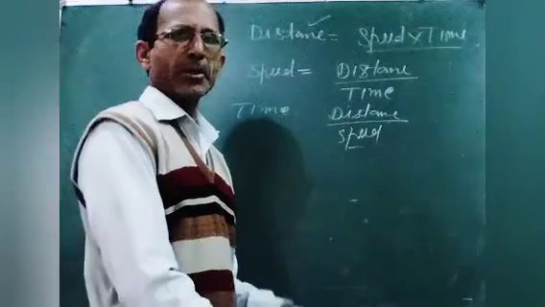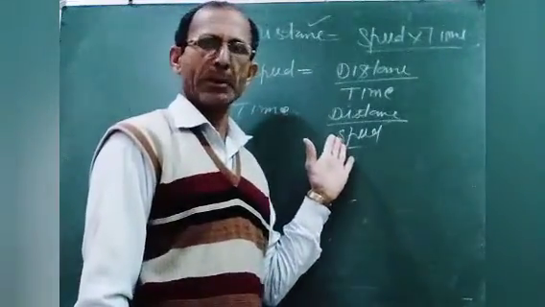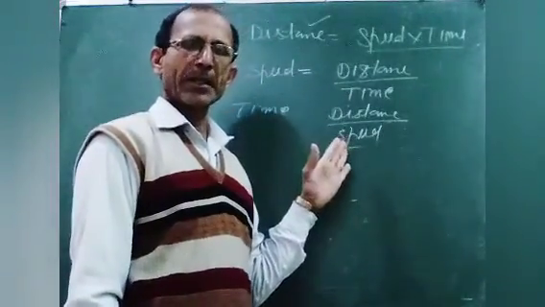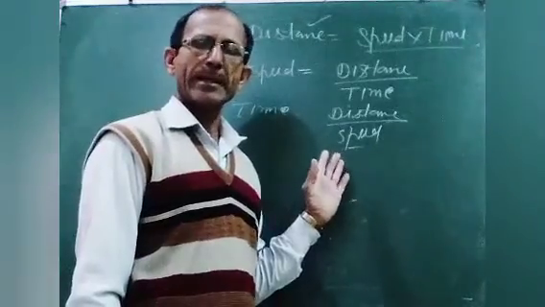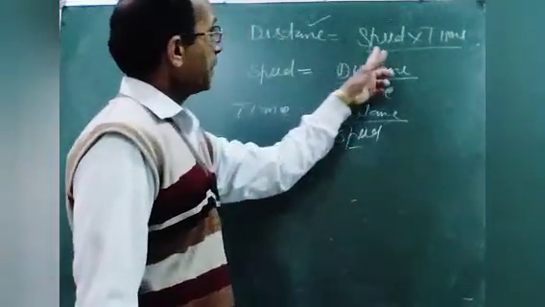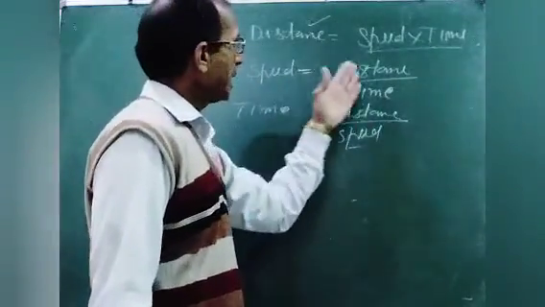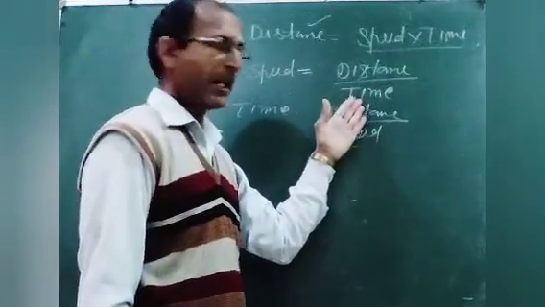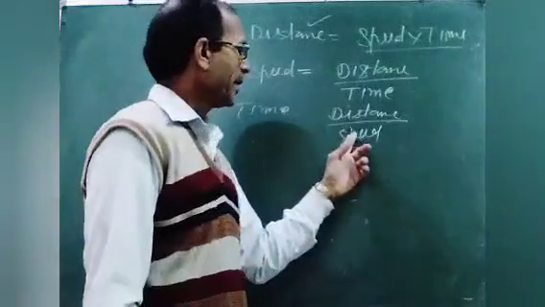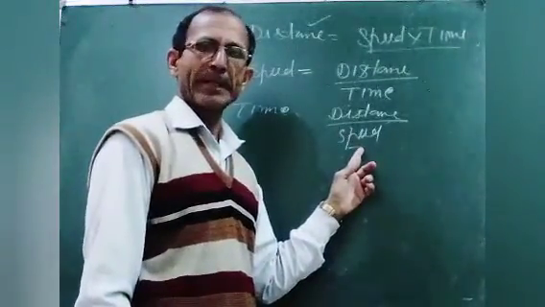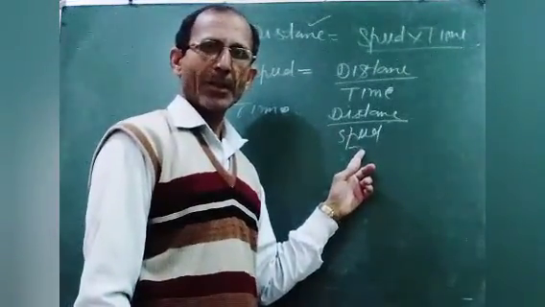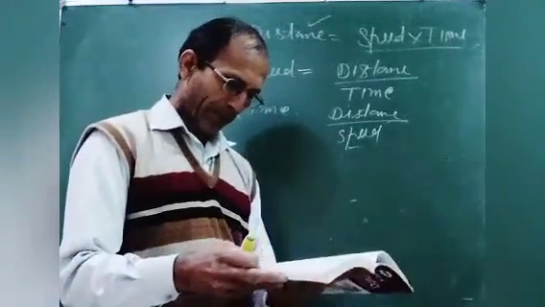So write down in your notebook and memorize all these formulae for solving questions related to distance and speed. Distance is speed multiplied by time. If you have to find speed, distance divided by time. If you have to find time, distance divided by speed. Is it clear? Okay. Now fourth question.